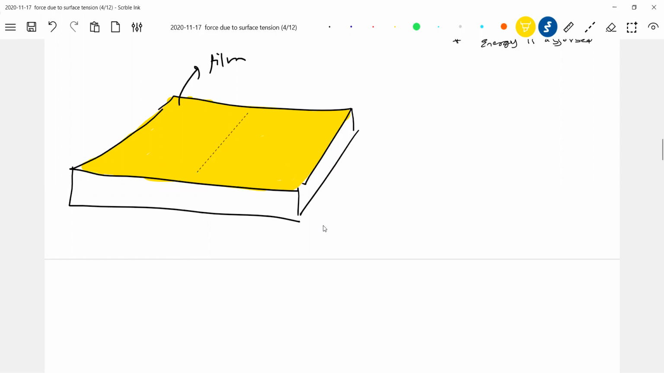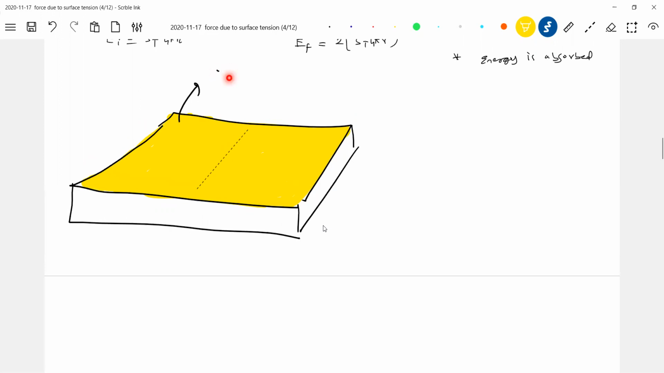Okay, there's a film, a surface film. So write like this. This is the surface film. Here I'm going to assume molecules like this, on the surface only. So I'm drawing an imaginary line.